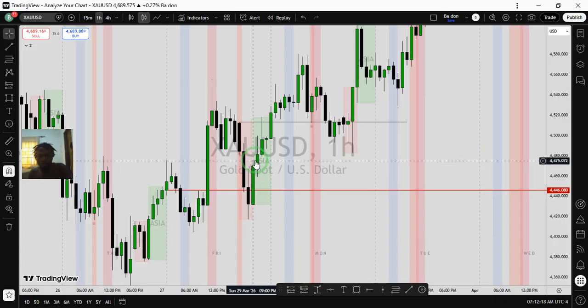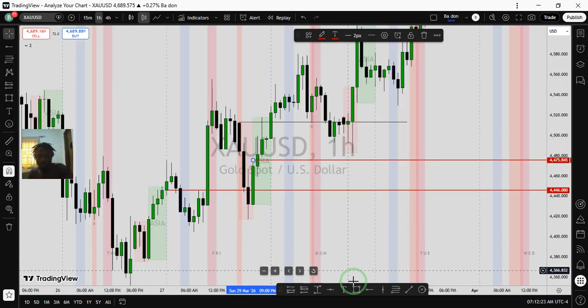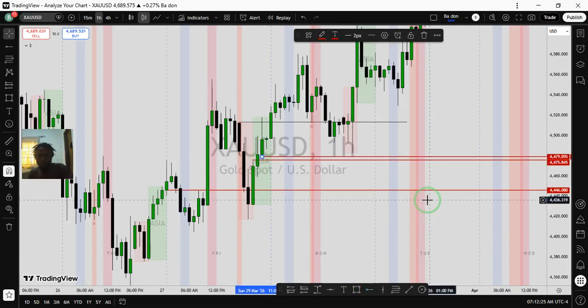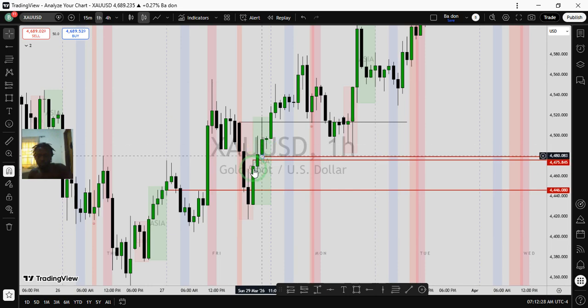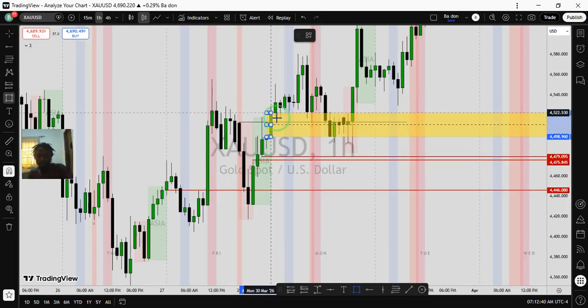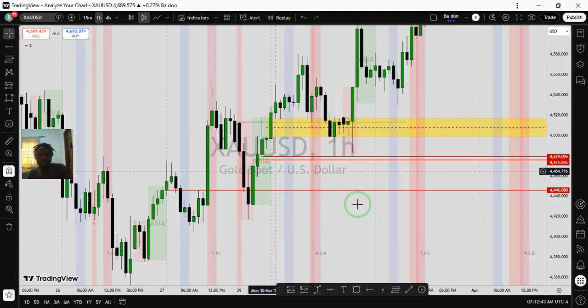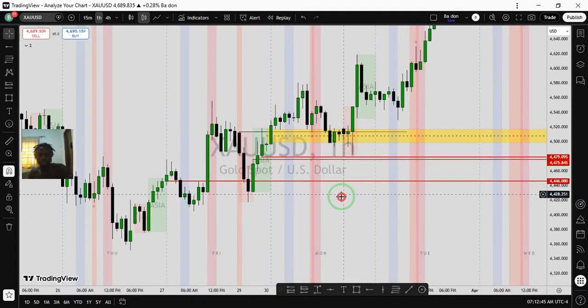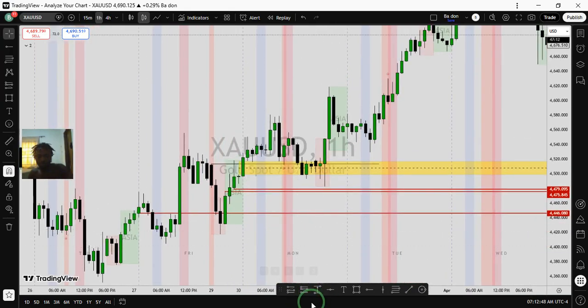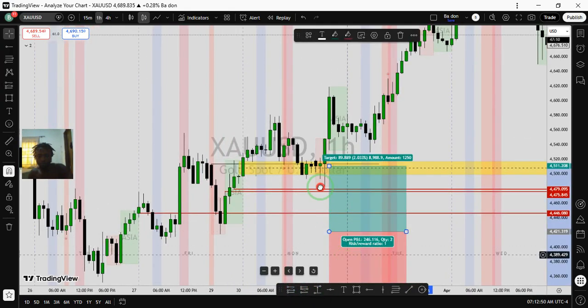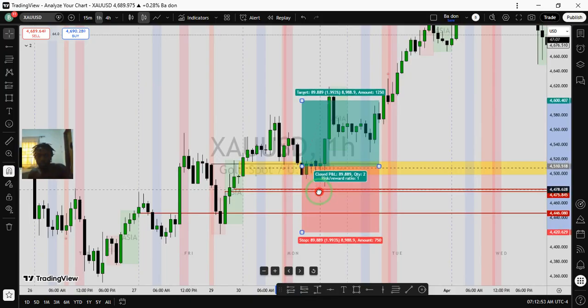Now you can see it created a fair value gap after that move, which is this one. But price failed to tap it and moved higher and broke this. And the moment it broke this one, the completion, the moment it did that, it created another fair value gap right here. And as you can see, price retraced back to that gap. Always the 50% of the gap.